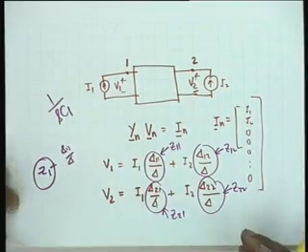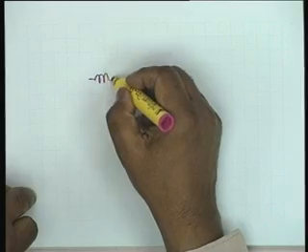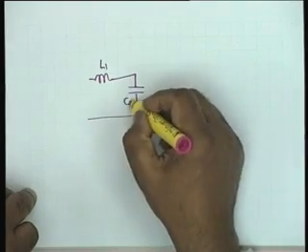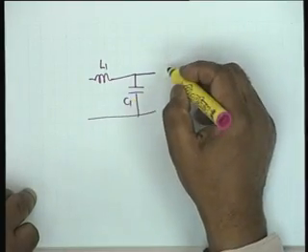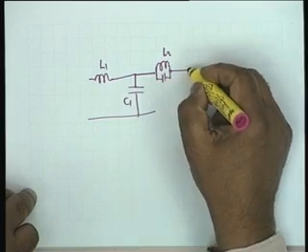Alright, let's take a simple example. Let's have an inductor L1, a capacitor C1, and let's say an L2 and C2.